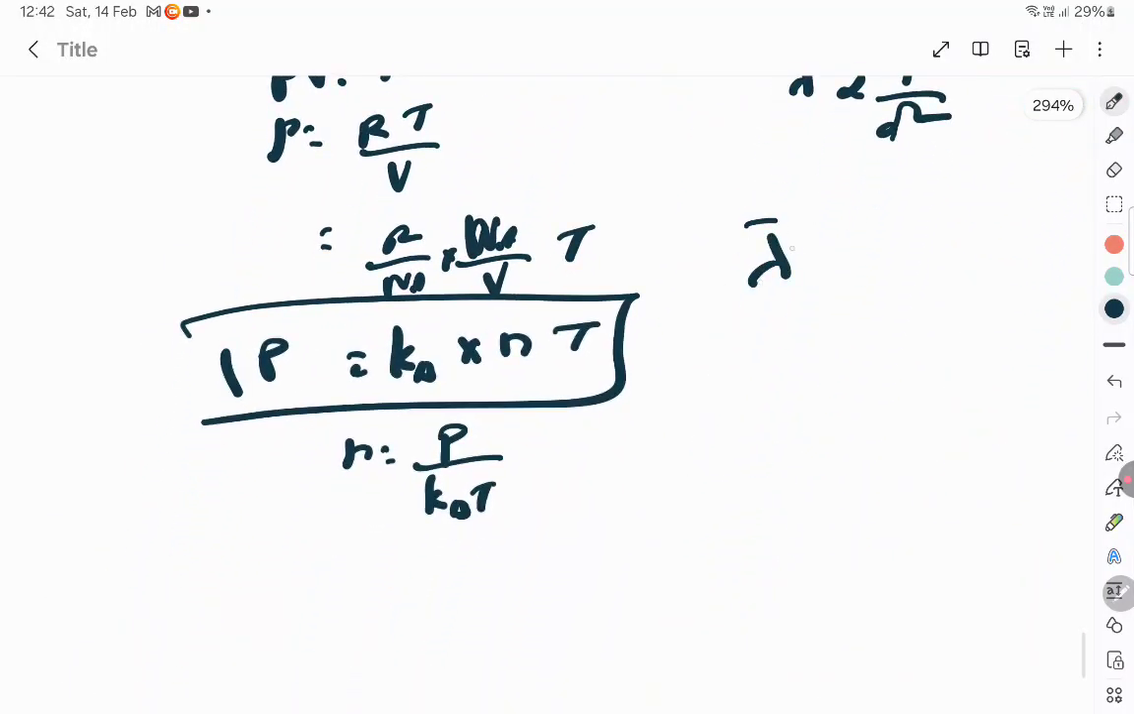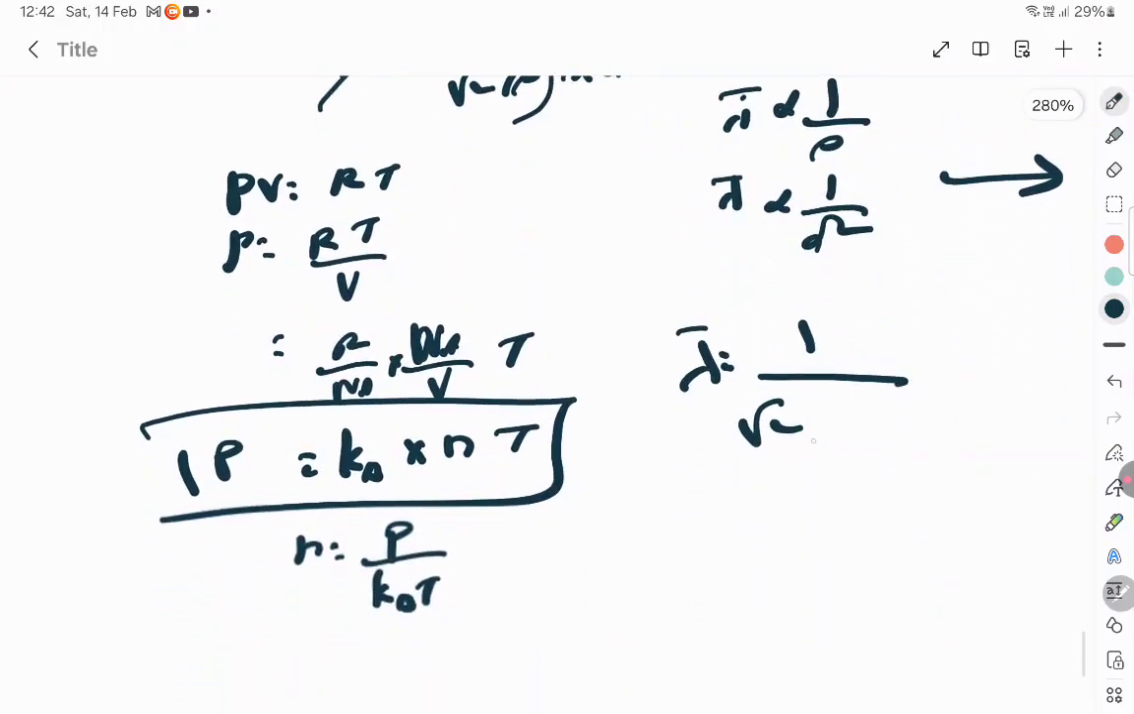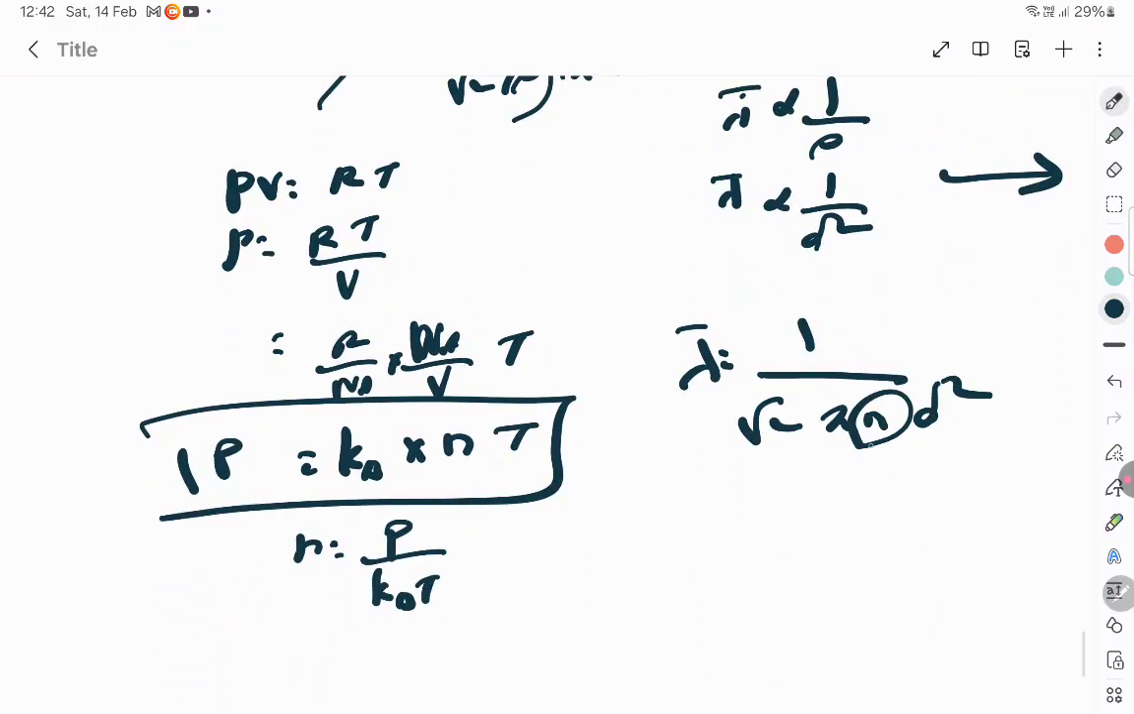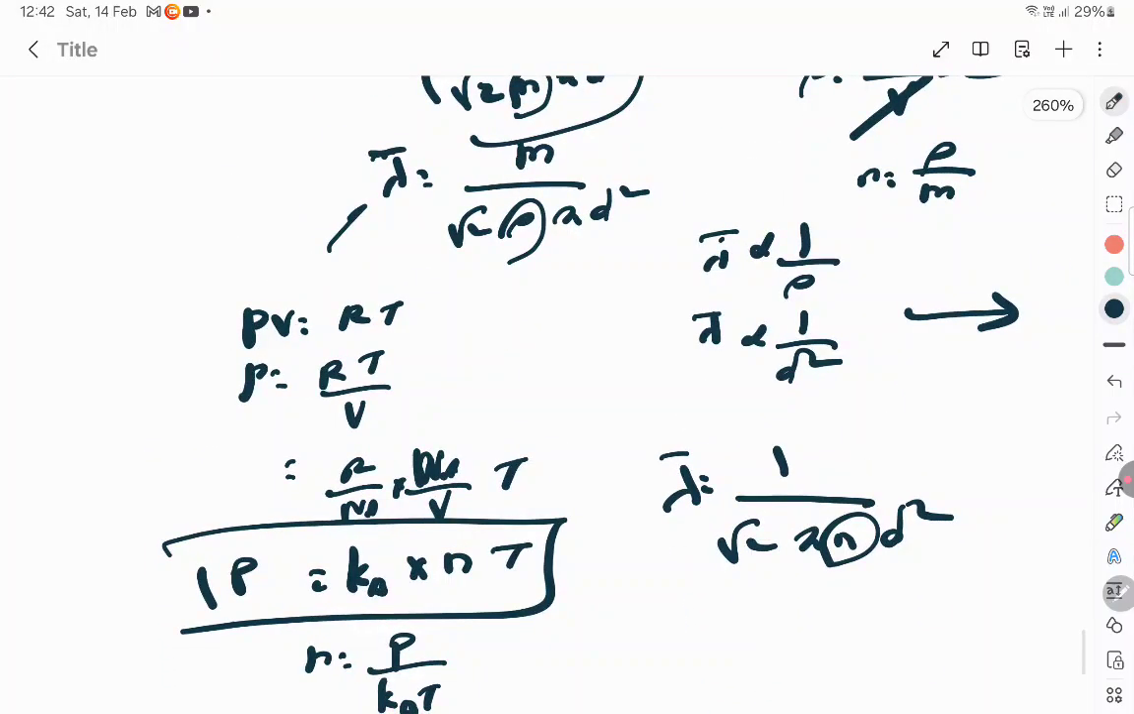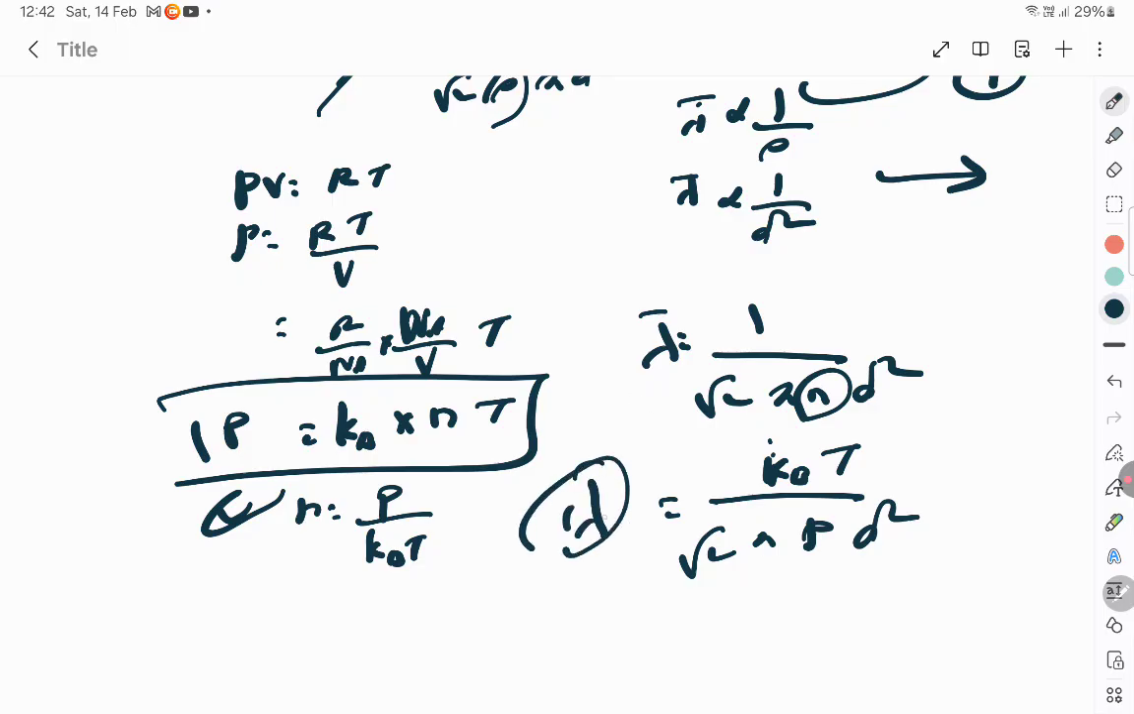You know, lambda bar is equal to 1 by root 2 into pi n d square. In this we wrote n as like this. That's the first method. Then in the second method we are writing n as P by KB T, so lambda bar is 1 by root 2 pi into KB T by P into d square, which shows that the mean free path is directly proportional to temperature and inversely proportional to pressure. That completes the entire notes on mean free path.